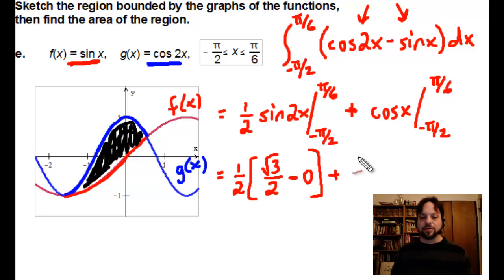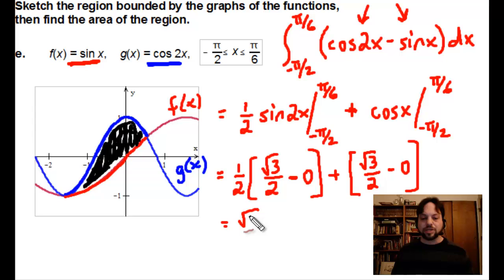For the second part of our integral, we're going to plug these into the cosine of x, and let's see what happens there. Well, the cosine of pi over 6, that again is just square root of 3 over 2. And the cosine of negative pi over 2, well, that's just going to be 0. And so if we work all this out, looks like we're going to end up with the square root of 3 over 4 plus the square root of 3 over 2. And that, of course, is just going to give us 3 square roots of 3 over 4.